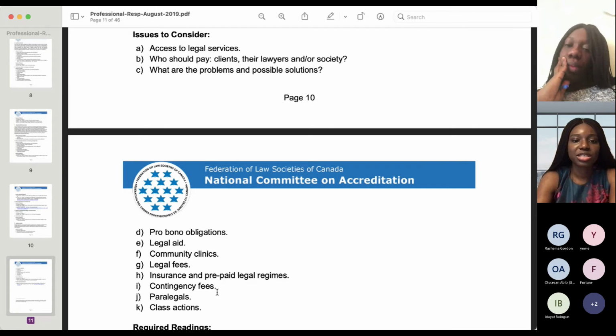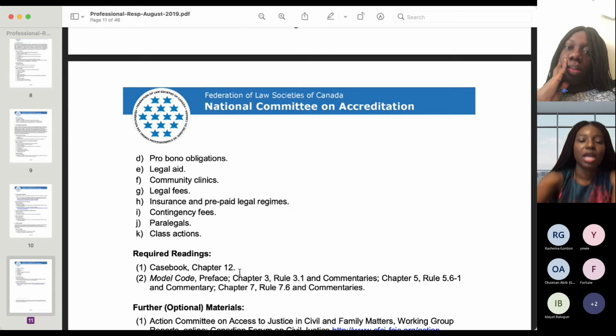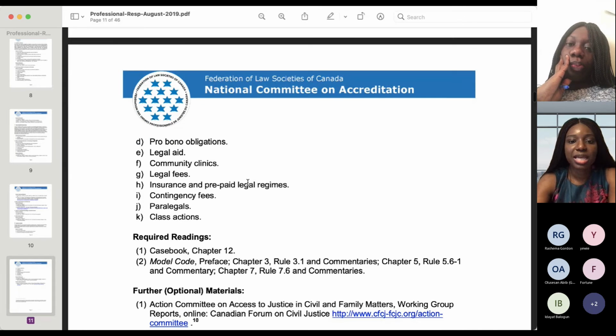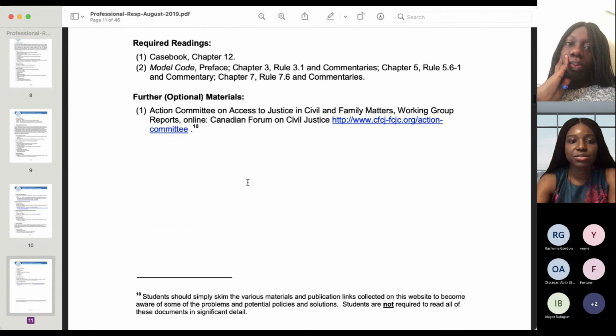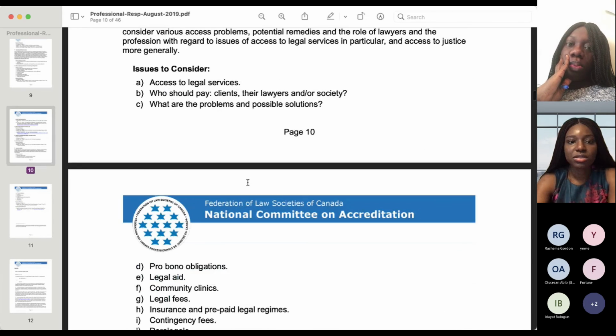And then class actions. Instead of bringing an individual action, bringing a class action is a money-saving solution to access to justice, coming together as a group and bringing a class action. And that is a summary of the syllabus.